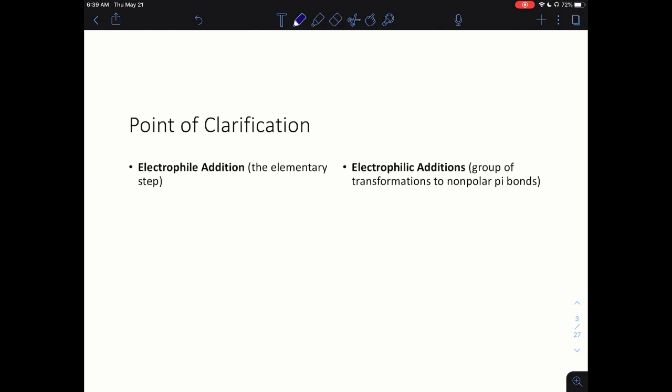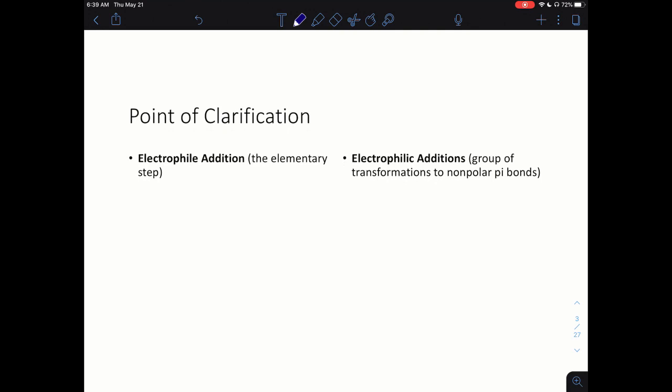I did want to make a point of clarification, which is that there's a difference between electrophile addition, which is an elementary step, where there's an alkene reacting with some electron poor species. Here just E+, donating those pi cc electrons to whatever the LUMO is of E, the electrophile.